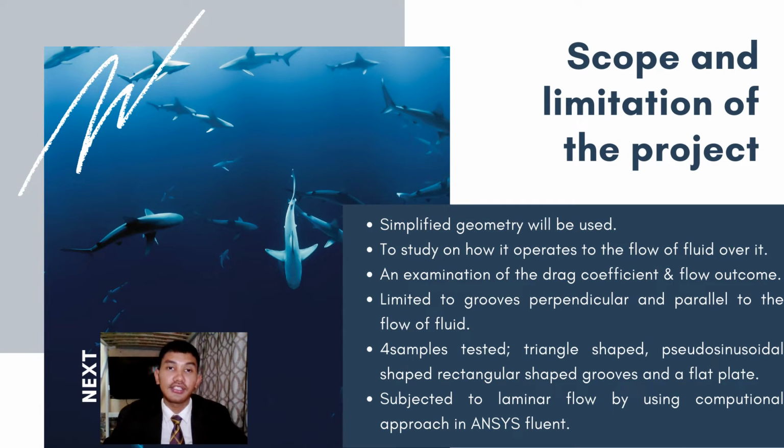Next, scope and limitations of the project. A simplified geometry will be used in this project to study how the riblets operate on the flow of fluid over it. An examination of the drag coefficient and flow outcome will be taken to measure. It is limited to grooves perpendicular and parallel to the flow of fluid. Four samples will be conducted: triangle shape, pseudo-sinusoidal shape, rectangular shape, and a flat plate. This project will be subjected to laminar flow by using a computational approach in analyzing fluid.